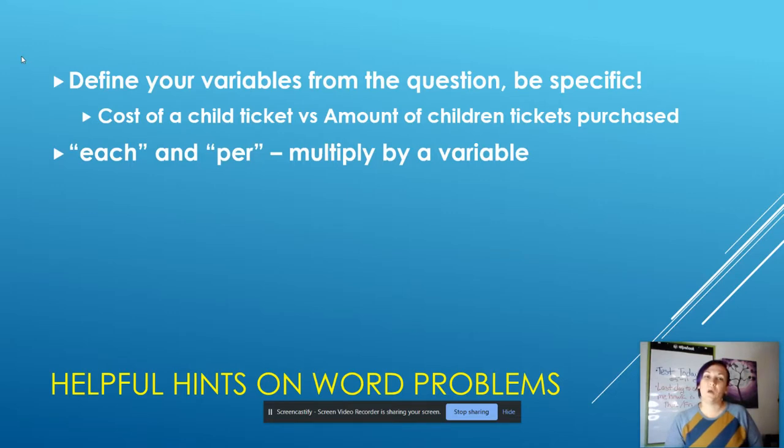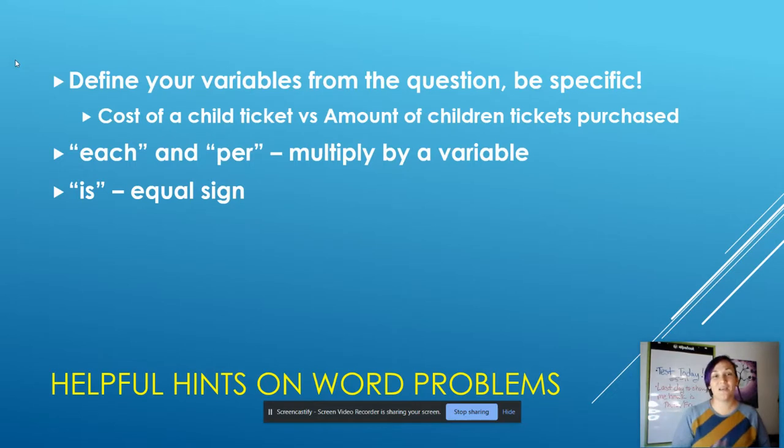When you're reading the problem, you're going to look for specific words that will help you. The word each and the word per mean that that number will be multiplied by a variable. So anytime you see the word each or per, that's a number that should be right next to one of your variables. And the teeny tiny little word is usually where we write the equal sign. Usually on the other side of the equal sign, we'll put a total.